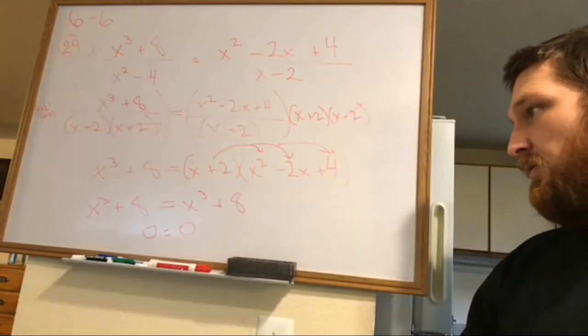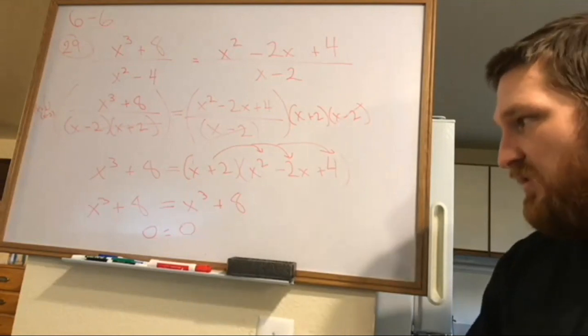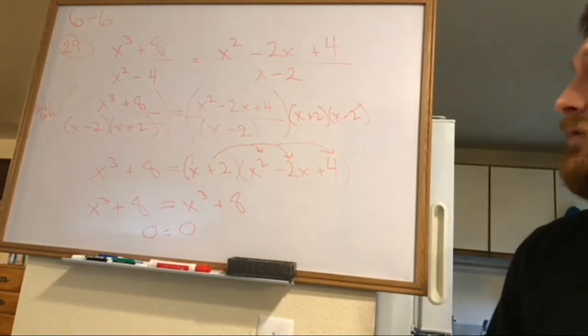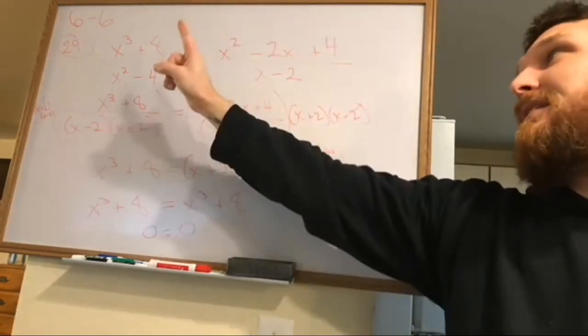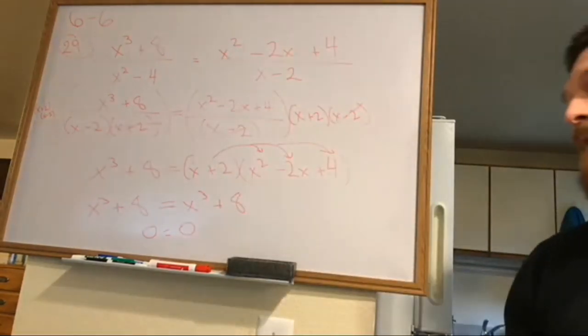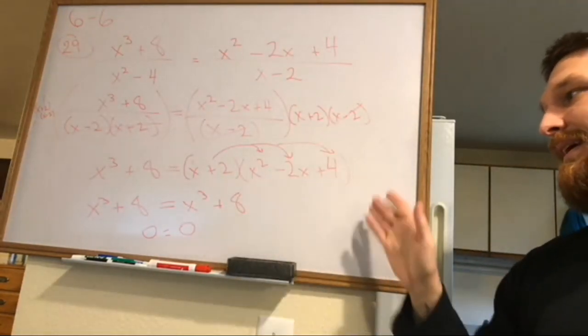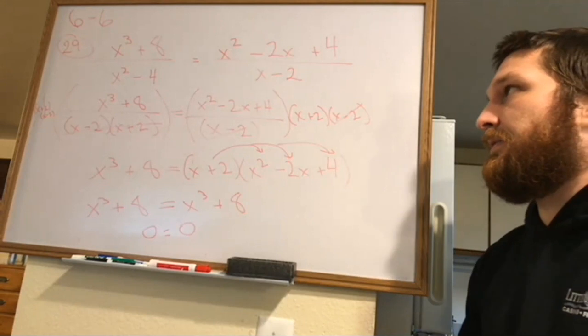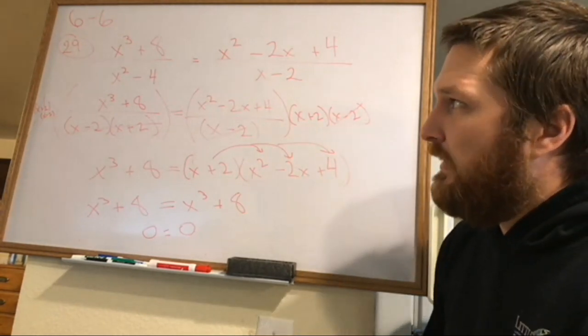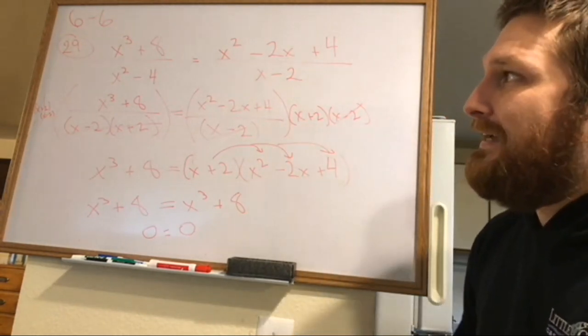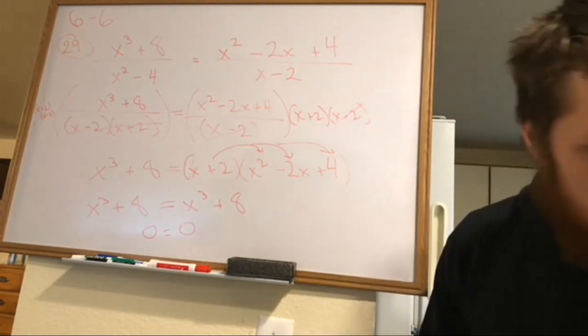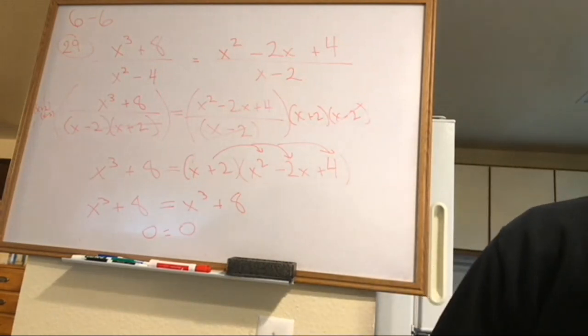Cancel the x cubed on both sides, cancel the 8 on both sides, and you get 0 equals 0. Should always be true, except for those two places that we talked about earlier, and you would end up at the same answer. Okay, so are we good with number 29? Yes. Okay, then I think I said, was it 30?